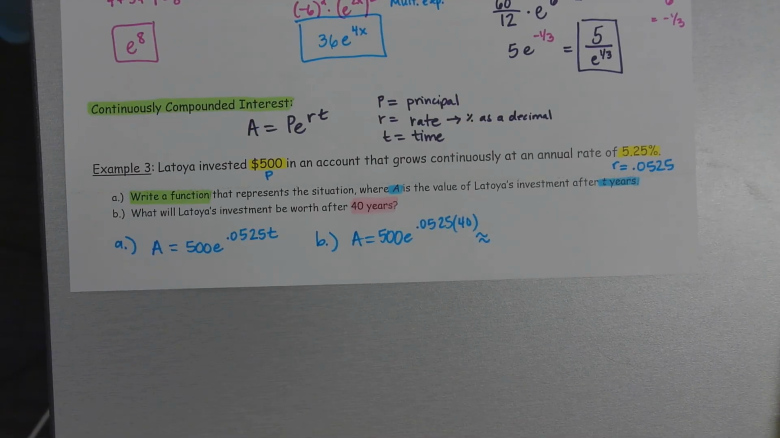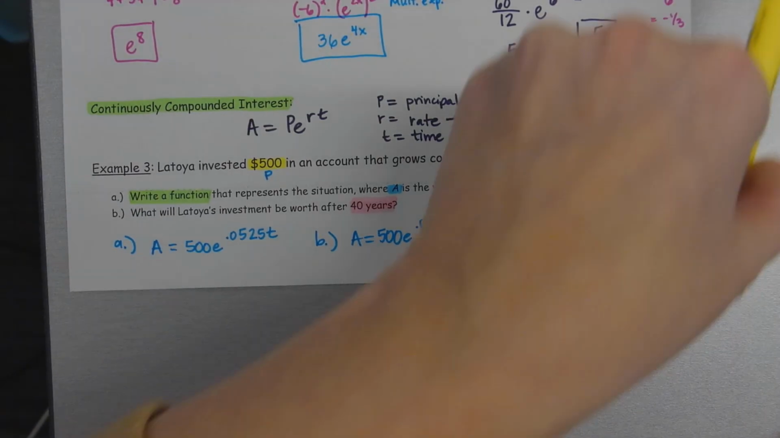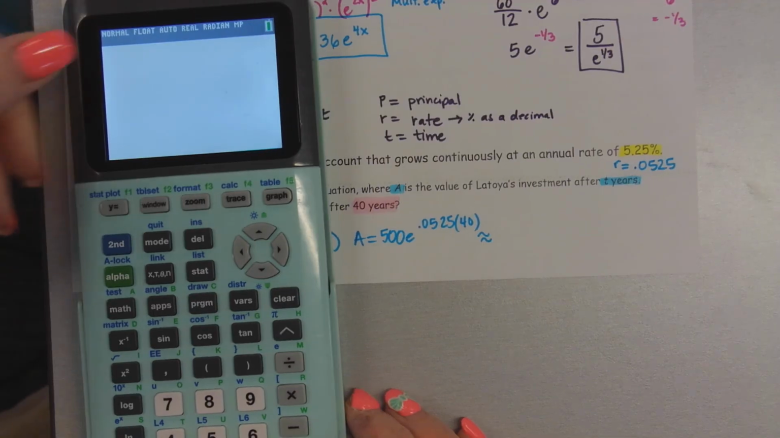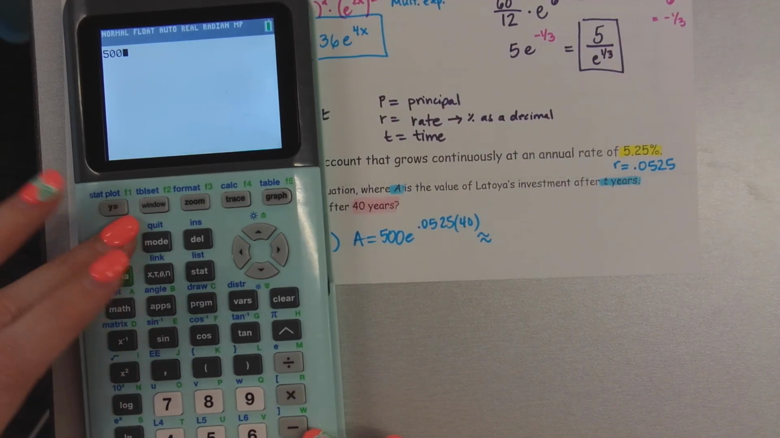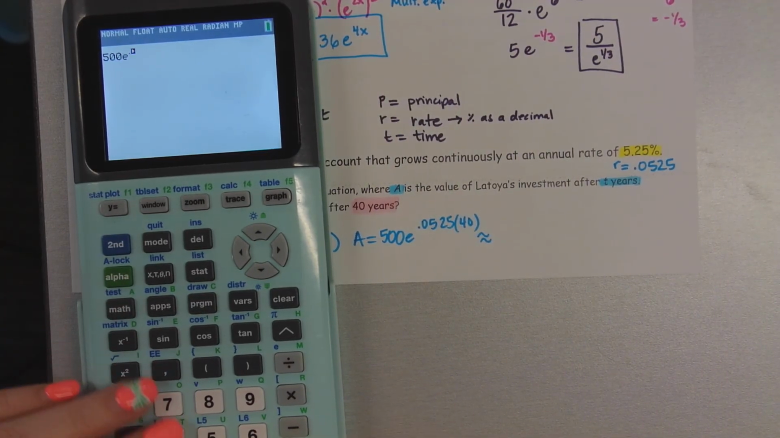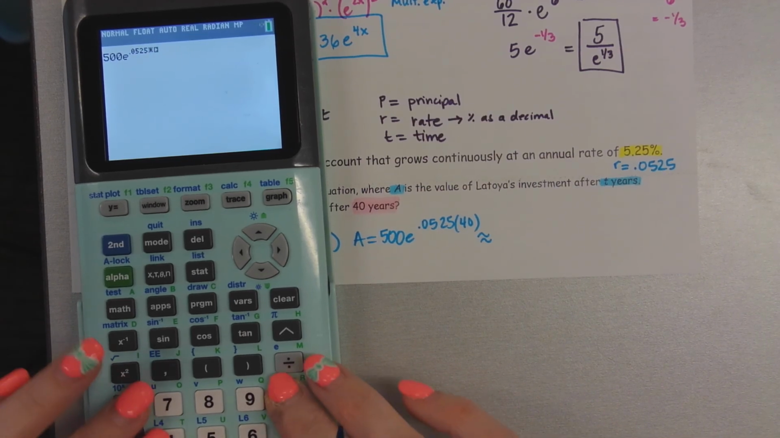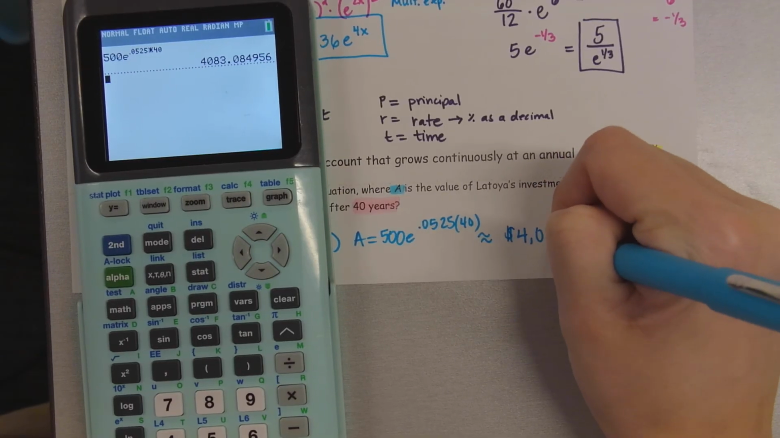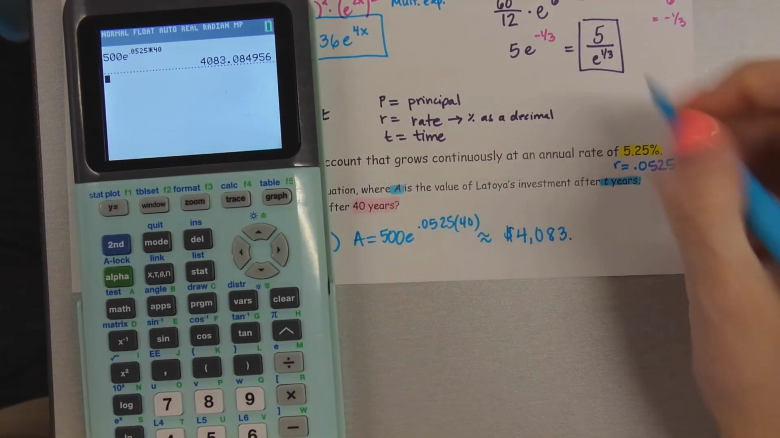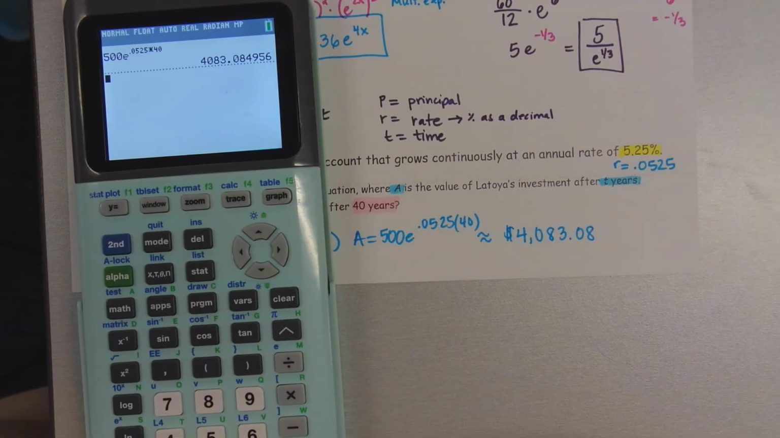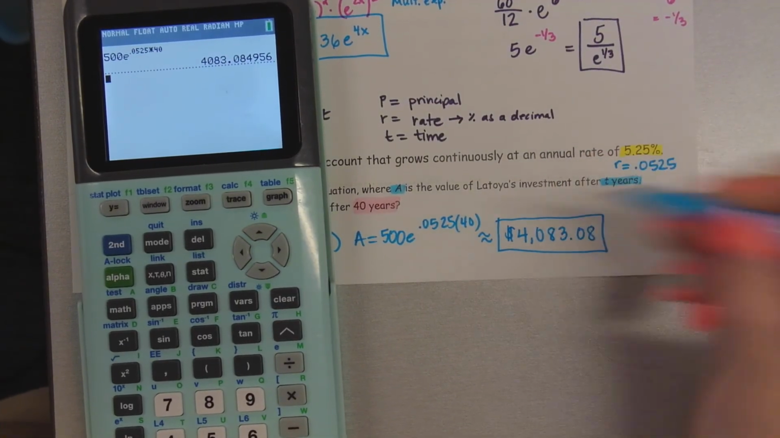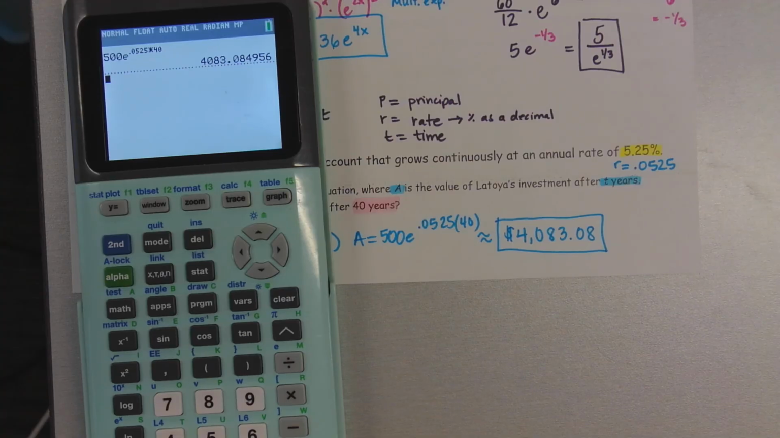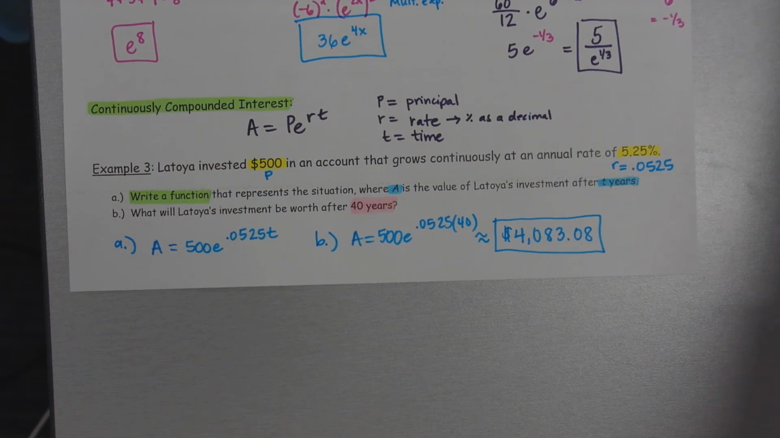So whenever you're dealing with money, you are always going to round to the nearest what? Yep, the nearest cent. So 2 decimal places, the nearest hundredth. Okay, so 500e^(0.0525 × 40). So we have $4,083, and it's 0.084, so it becomes 8 cents. Okay, is your final answer. All right, any questions on page 1?